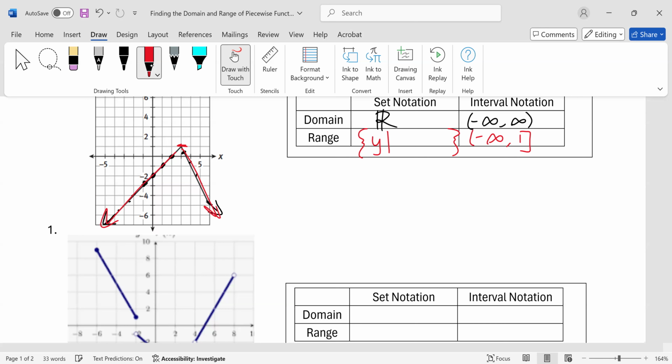Okay, so guys, look. Do you see how everything is below the 1? There is nothing up here. So how I'm going to write this is all the y values are less than or equal to 1. They are below 1. Let's do the next one together.